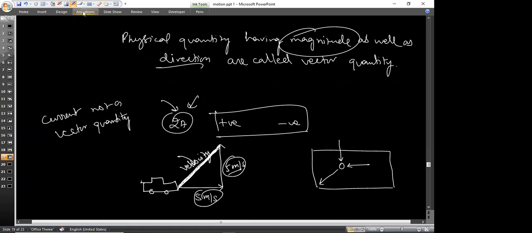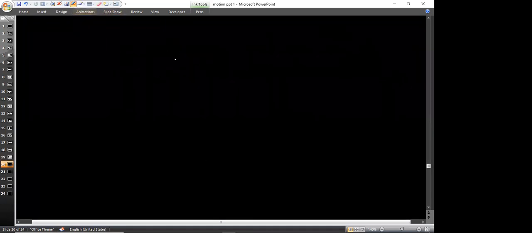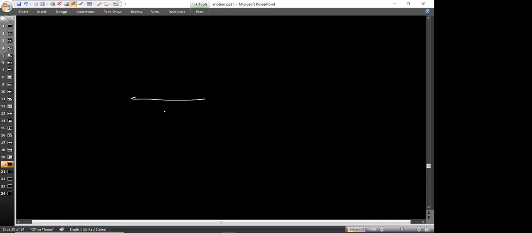Again, let me take one more example. Say a car covers a distance of 10 kilometer in this direction, and another 10 kilometer in this direction, another 10 kilometer in this direction. Now tell me, Huma and Sarah, what is the displacement? It's 10√2 kilometers.